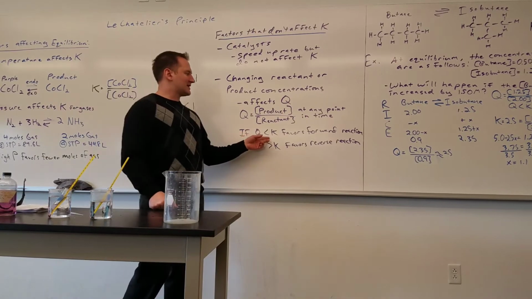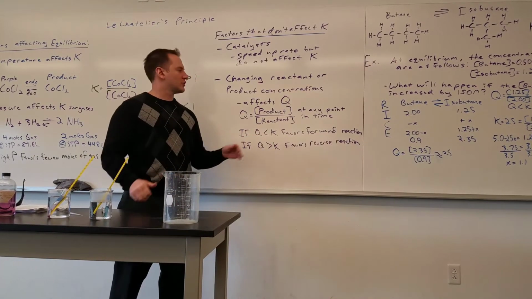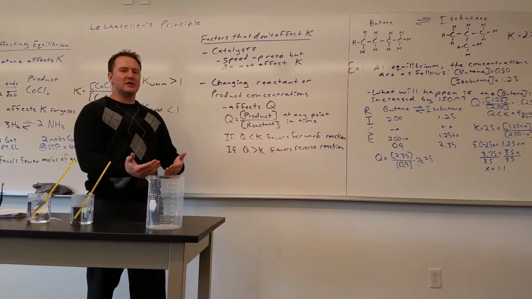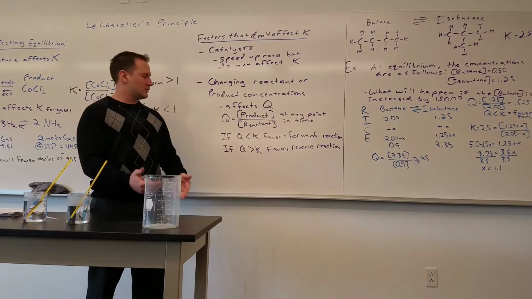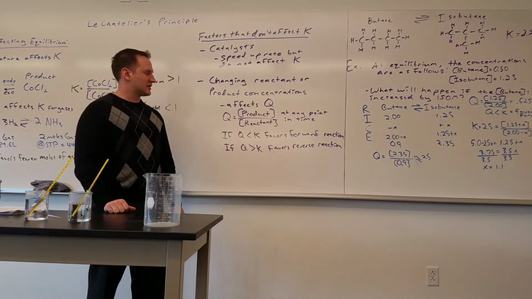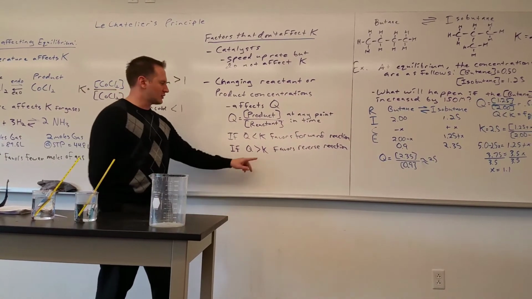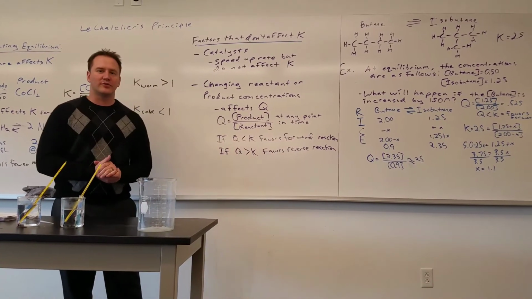If Q is equal to K, then you're at equilibrium. But if Q is less than K, that means you have a lower ratio of products to reactants than is desired. And if Q is greater than K, it's going to mean that you have a greater ratio of products to reactants than desired at equilibrium. So if you have a Q less than K, that favors the forward reaction. If you have Q greater than K, that favors the reverse reaction.